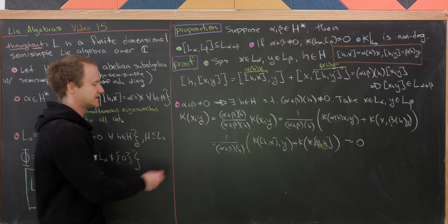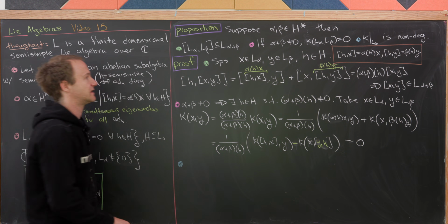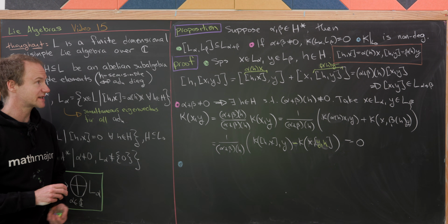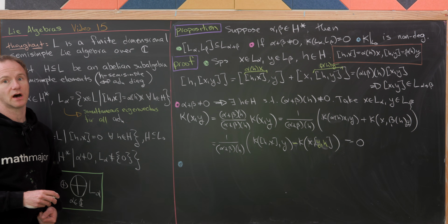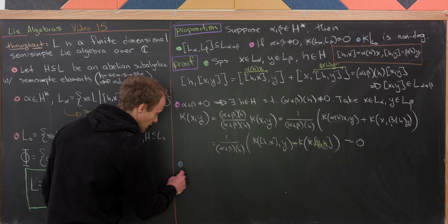prove this magenta dot. Okay, so now let's move on to the last thing, the blue dot, which says that kappa restricted to L naught is non-degenerate. Okay, so how can we do that? So it's going to go like this.